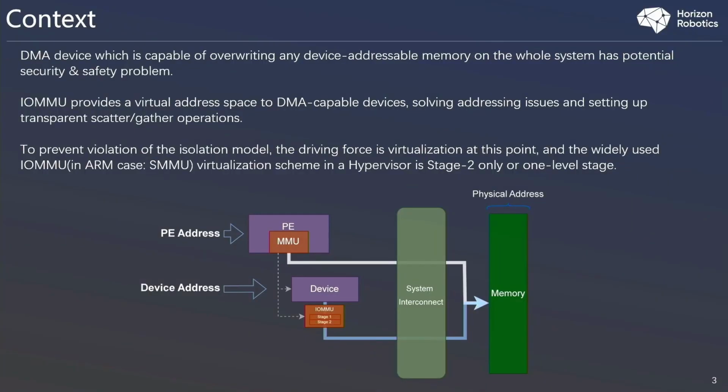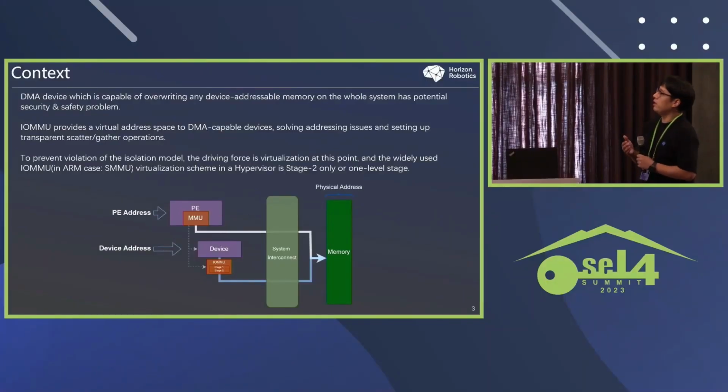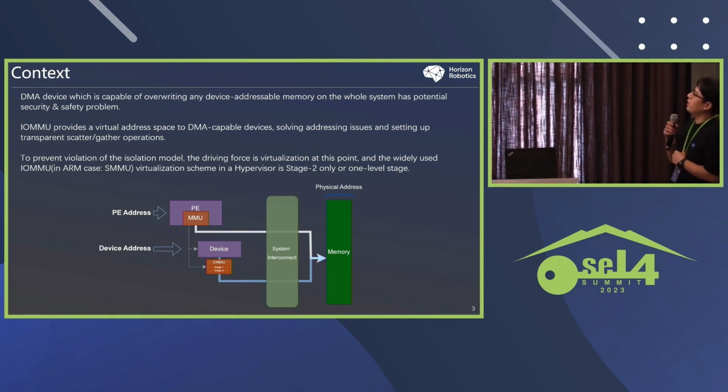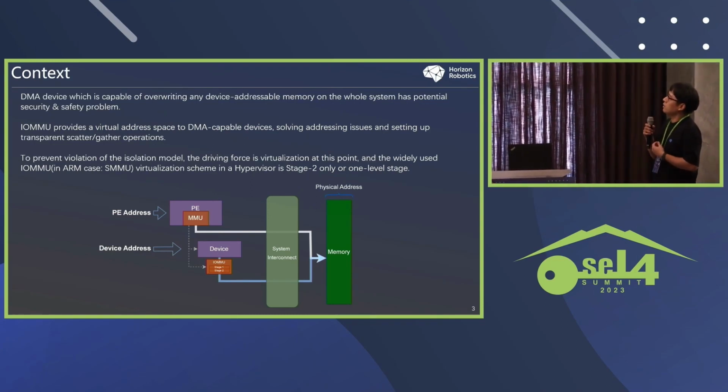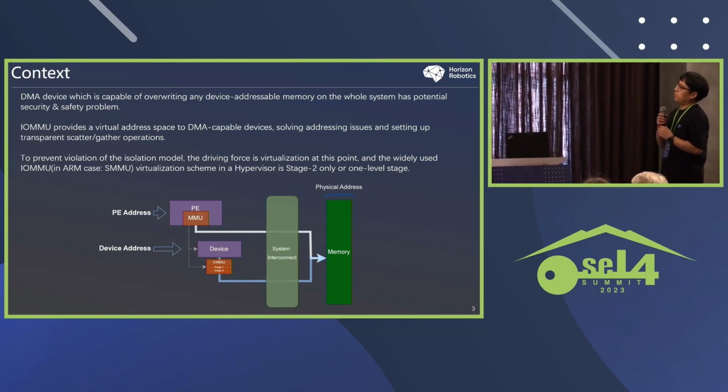If we look inside the SoC, typically there are two kinds of IPs. One is the CPU, named PE in the figure, and another is the peripheral device. Normally, CPU software is widely protected in current systems, but most devices have a DMA engine, and previously it was not protected well enough. A DMA device can normally overwrite any addressable memory on the whole system, and this may lead to security or safety problems.